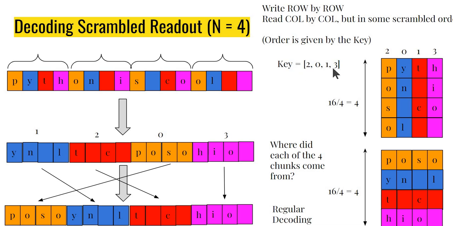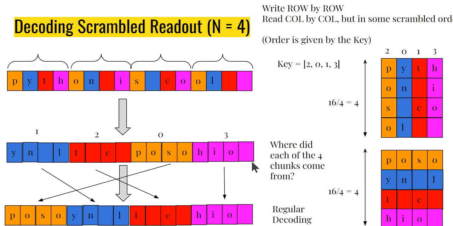For example, if it's 2013, I read out this column first, the column which has a 0, which is column 1 here. Then I read out the column which has a 1 in the key, which is column 2, then this column, and then this column, and hence I end up with a more scrambled message. Now the next logical question, and the one we are going to look at in this video, is: how do I decode this message?